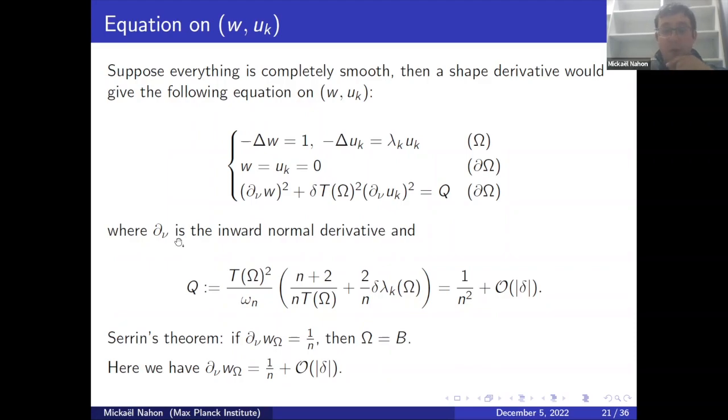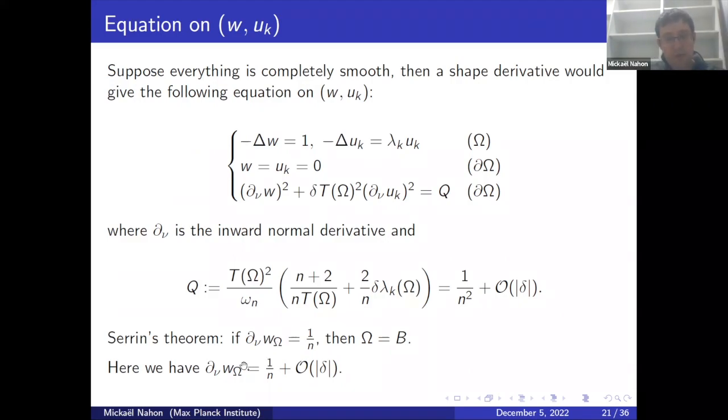So, for example, if we had taken delta equals 0, a case where we expect to find the ball as a minimizer, this term disappears, and Q is actually equal to 1 over n squared. So we find that we have a torsion function that is 0 on the boundary of the domain, and that has constant gradient. The norm of the gradient is constant. And this is a theorem of Serrin that if you have this, then automatically your domain is the ball.